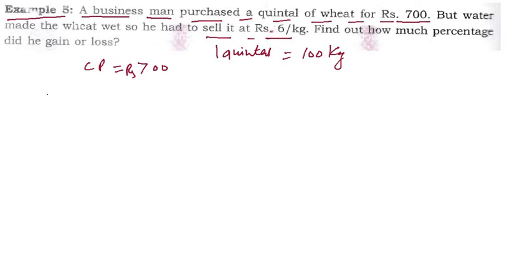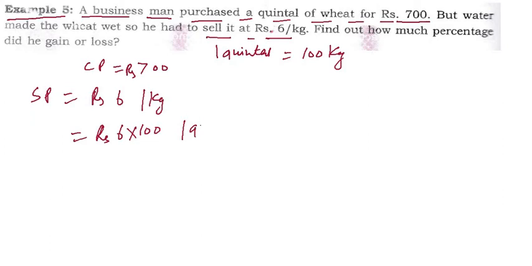Now here is the CP. SP is equal to rupees 6 per kg. So rupees 6 into 100, per quintal. Now in rupees, it is 600. So SP is given here. So SP is less, so it is the loss. So you can write here loss.